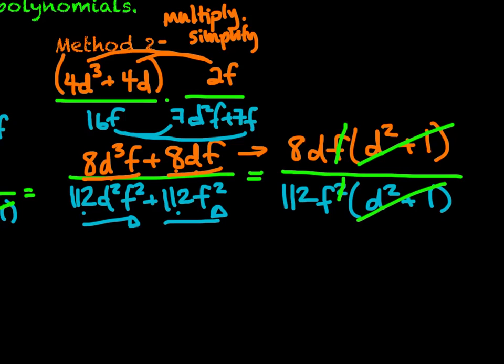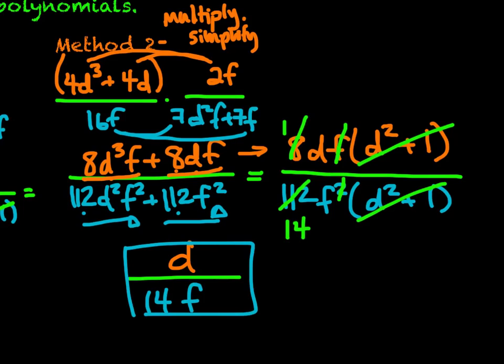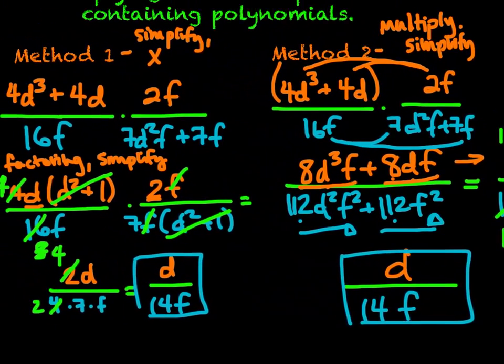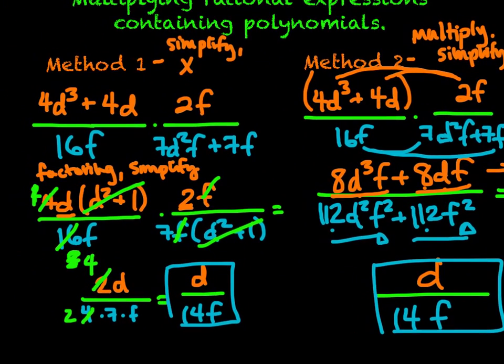And we need to simplify that 8 over 112. So let's think about how many 8s go into 112. If I were to divide 112 by 8, I get 14. So 8 on the top disappears and becomes a 1, and the 112 on the bottom becomes a 14. And up top, if I were to rewrite this, I have simply d, and on the bottom, I'll end up with 14f remaining.